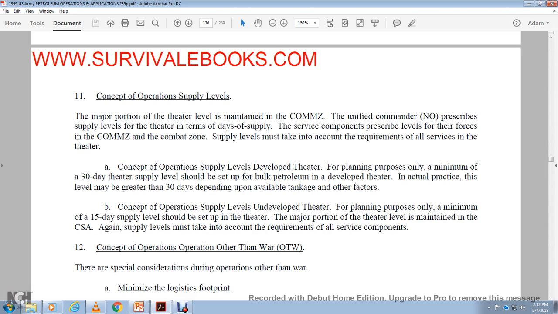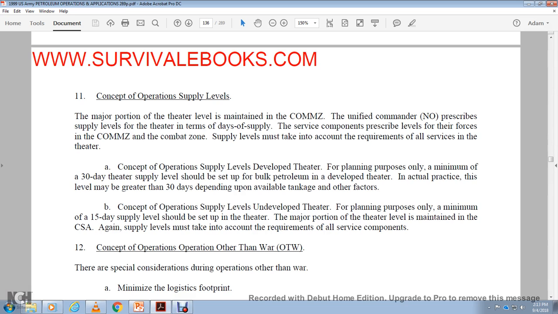Concept of operation, supply level for a developed theater: for planning purposes, a minimum of a 30-day theater level should be set up for bulk petroleum in a developed theater. The actual practical level may be greater than 30 days, depending on the average available and other factors. B. The concept of operation, supply level for an undeveloped theater: for planning purposes, only a minimum of a 15-day supply level should be set up in theater.